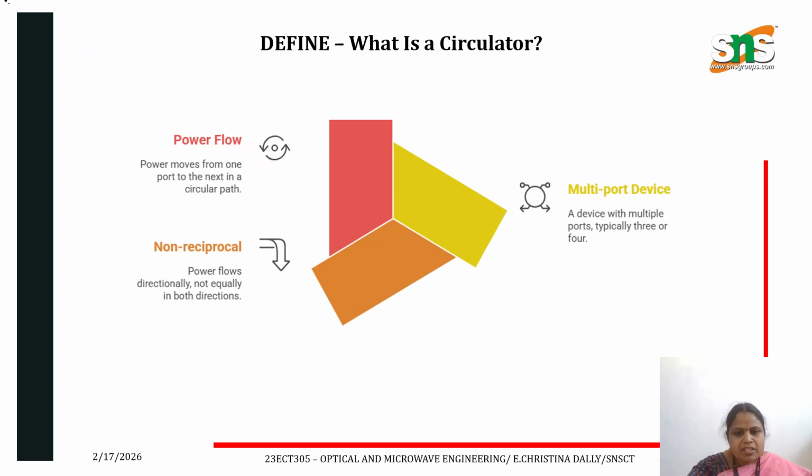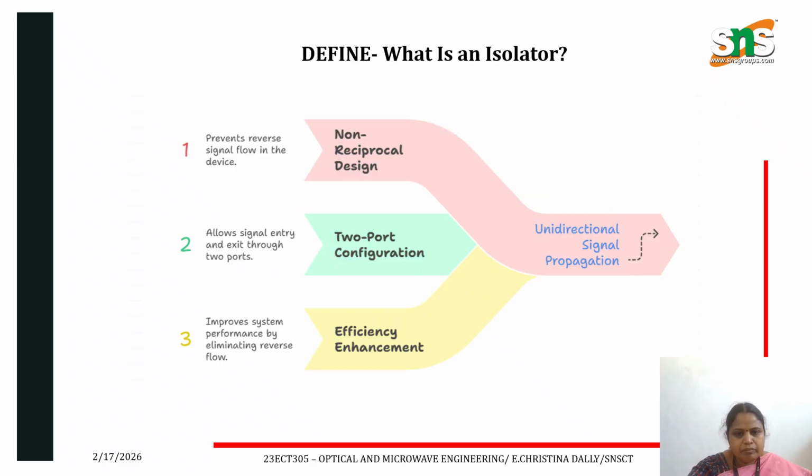The next one is non-reciprocal. In a non-reciprocal device, the power flows directionally, not equally in both directions. It will flow in one direction and in the other direction, but it will not be the same.